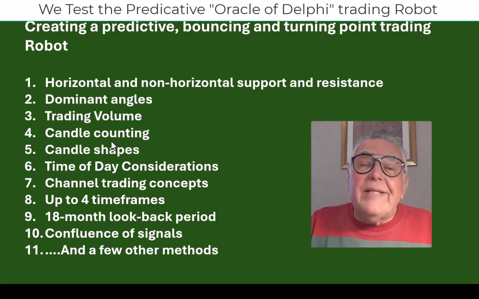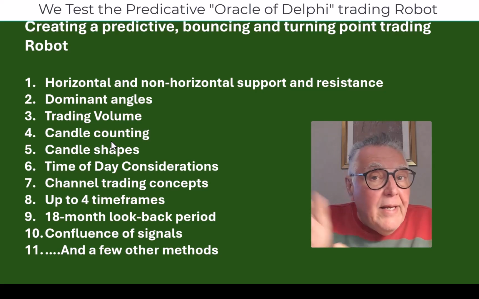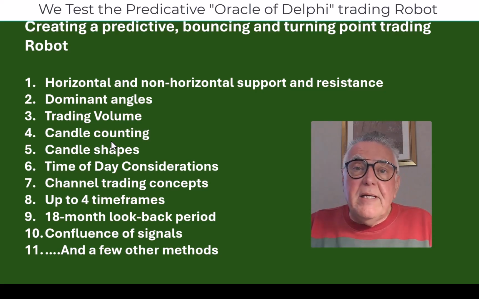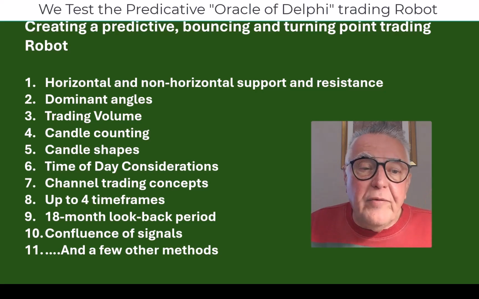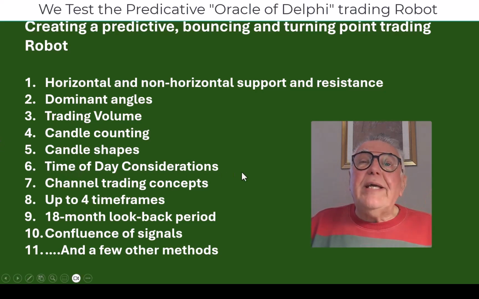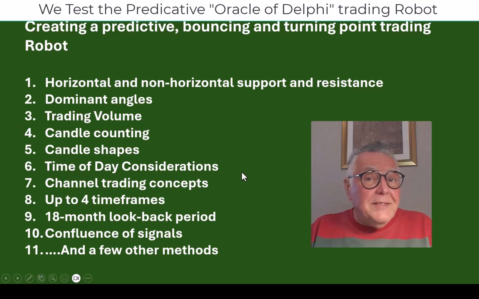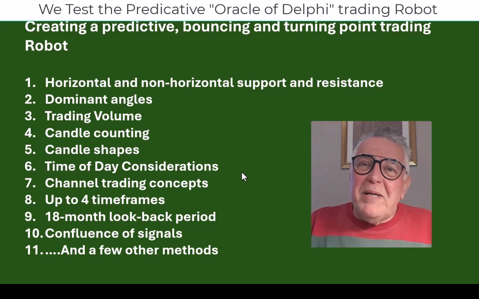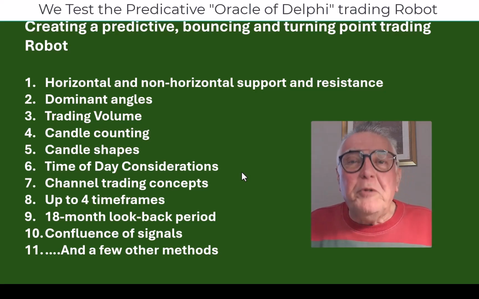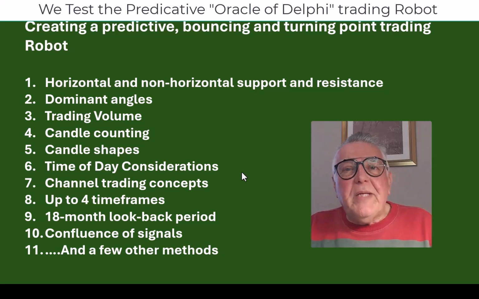And we also look at the shape of those candles. Are they pins? What kind of candles are they? How strong is the trend? Candles often tell you that. And then we look at time of day considerations. For instance, in the middle of the night when all the markets are closed and there's a move, it's not going to be a big move because there's no volume pushing it. So time of day considerations are very important.